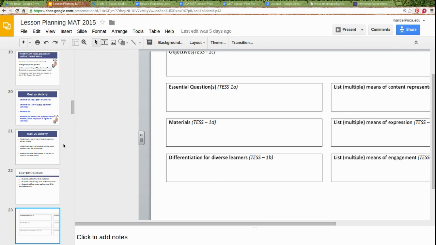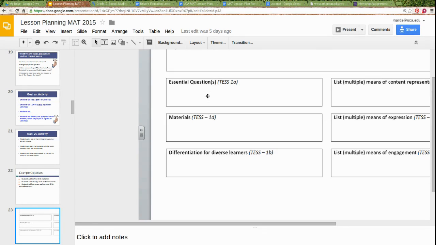in the lesson. So let's move on to this box, which is the essential questions box. Essential questions are big questions. When I taught 7th grade language arts, I had 10 essential questions that matched everything we did for the whole year.